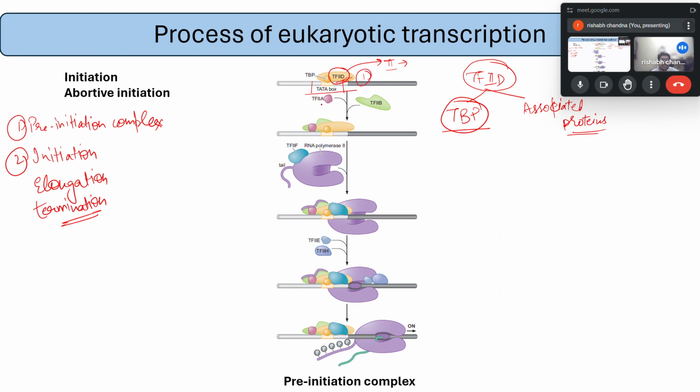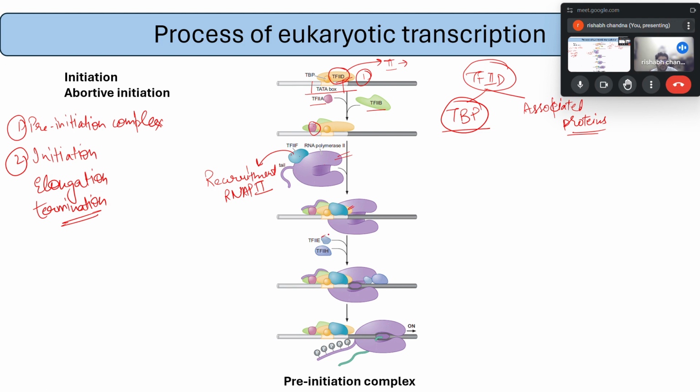Then comes TF2A and TF2B. So TF2D is further bound by TF2A and TF2B. Now this particular complex recruits the TF2F that is bound to the RNA polymerase 2. Okay, so this TF2F helps in recruitment of RNA polymerase 2. This TF2F has a binding affinity towards TF2D. That is why it helps in recruitment of the RNA polymerase 2.